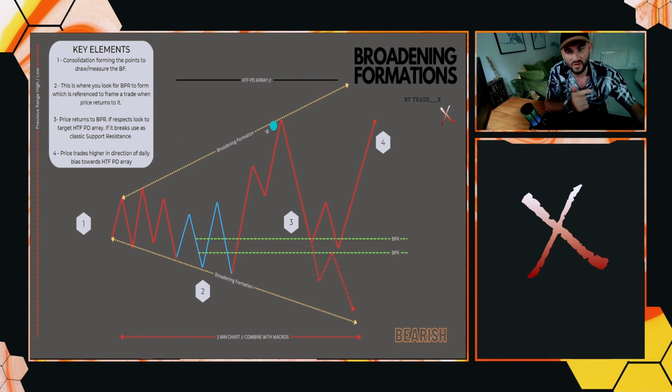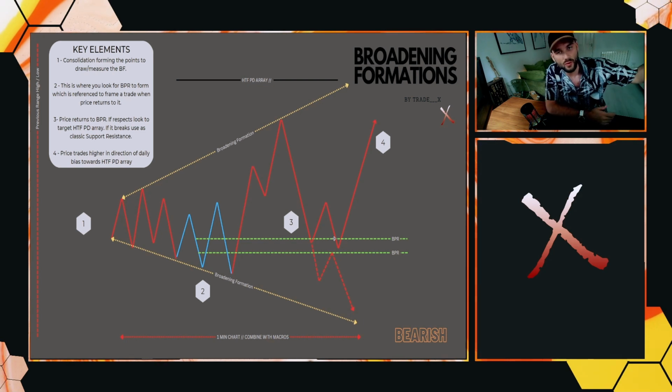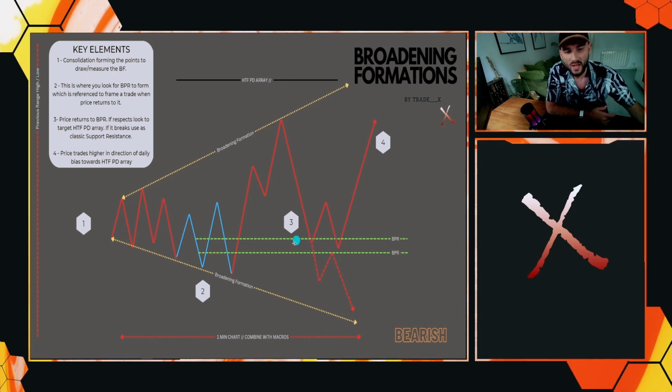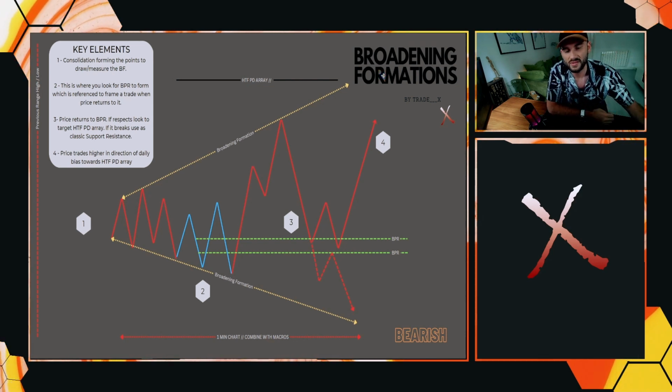Now, here's the crux. When I see price do this and reject lower, it's this BPR where I am looking for price to respect or reject. If we still have a higher time frame premium to be hit, i.e. there's a PD array or an order block inside of a high time frame premium, I would be looking to take longs off of this BPR. So I'll be looking to see how price respects it. And if it does, then I'll be looking to drive price higher up into a high time frame premium.